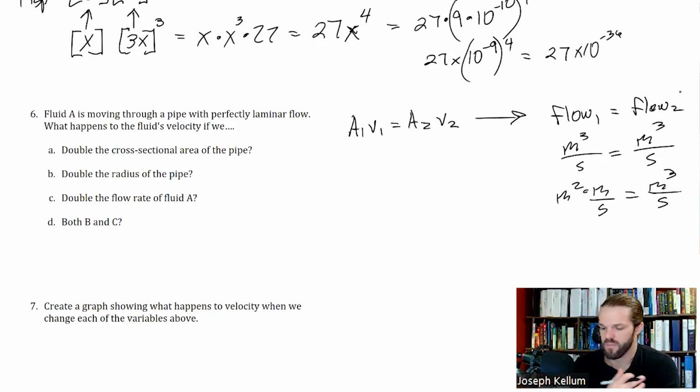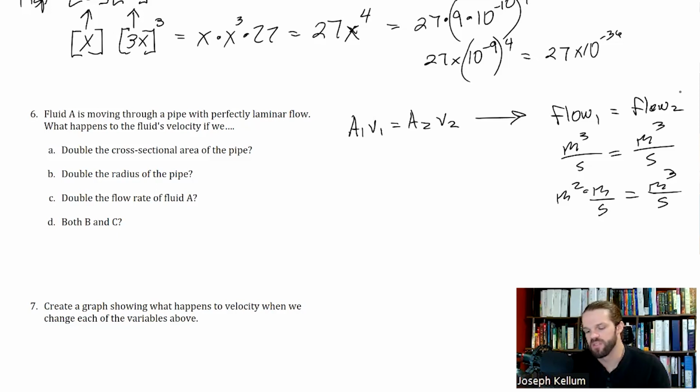But what we can see here is that if we double the cross-sectional area of the pipe, let's say that A2 is twice as big, twice A1, right? What that shows you is that in order for flow to remain constant, the velocity of fluid in that section of pipe would have to be cut in half. I don't remember which one that was. I think I said it was B, but that would be the case for that.